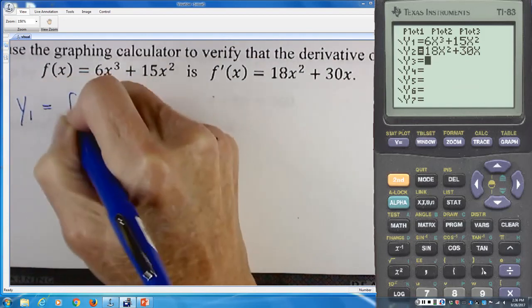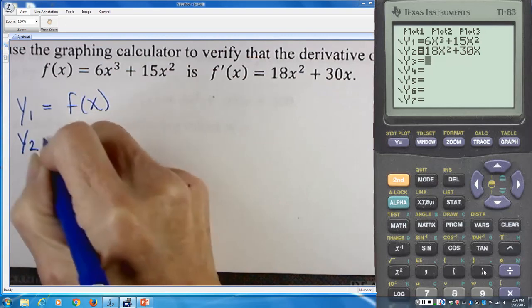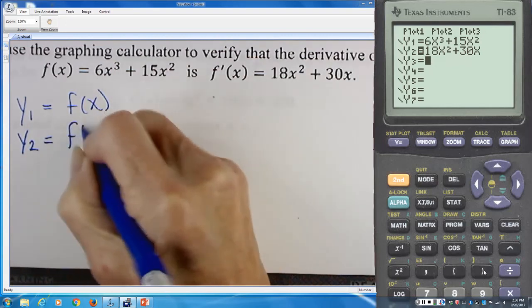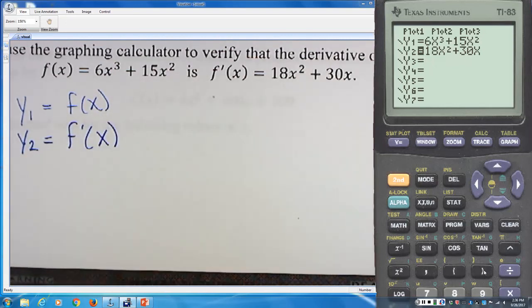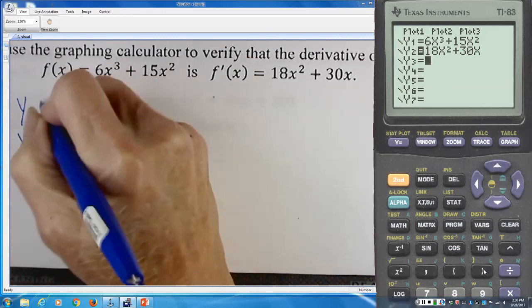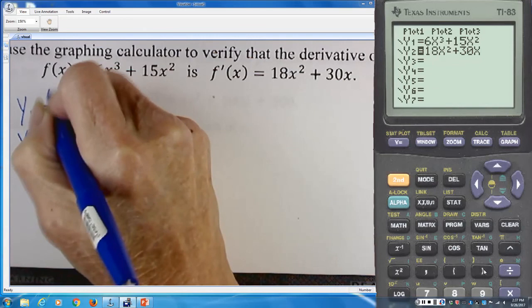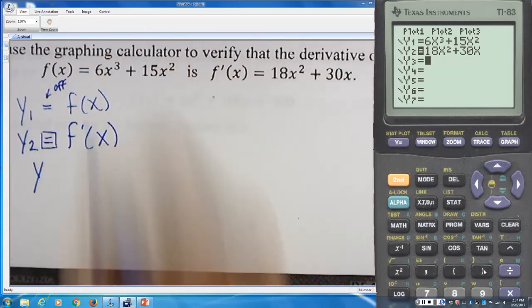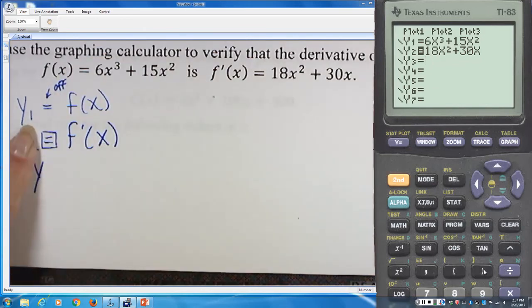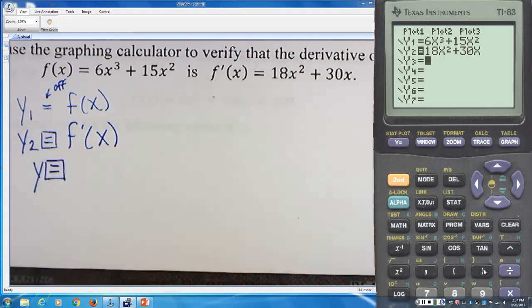y1 equals f of x. y2 equals f prime of x, whatever you figured out that it was. Now this one's off, this one's on. It has to be there, but it is turned off so I don't see the graph. This one's going to be on also. This is y3.